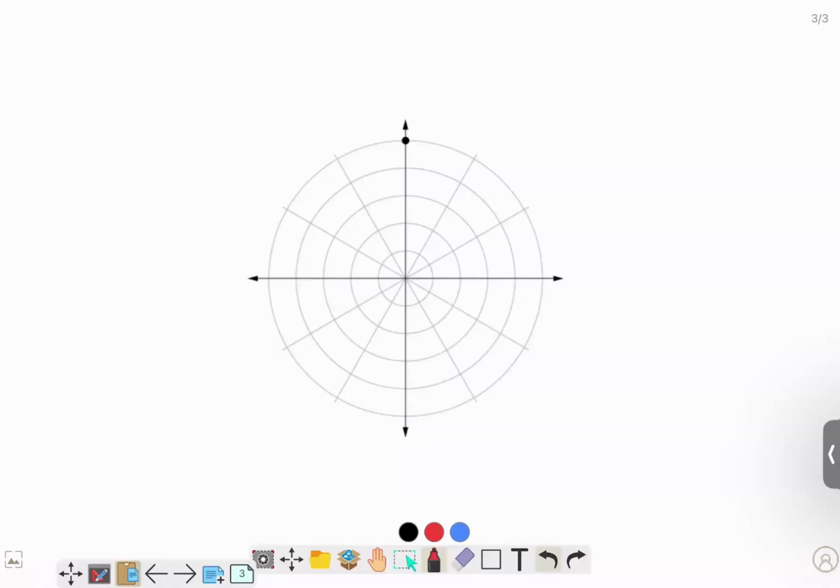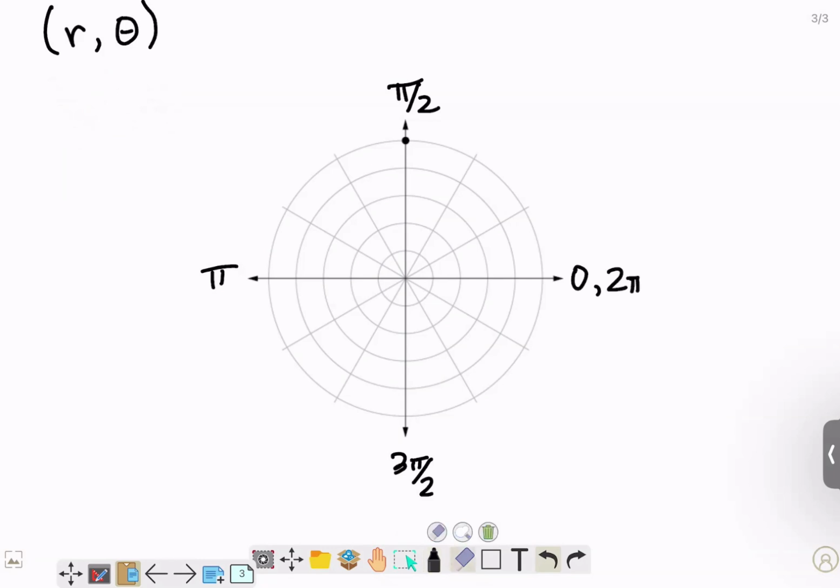Okay, so here's the polar coordinate system. Polar coordinates are in the form of (r, theta), where r is a directed distance from the origin and theta is a directed angle from the polar axis, which is this here. This is the polar axis, so how far we rotate away from that gives us the angle theta.